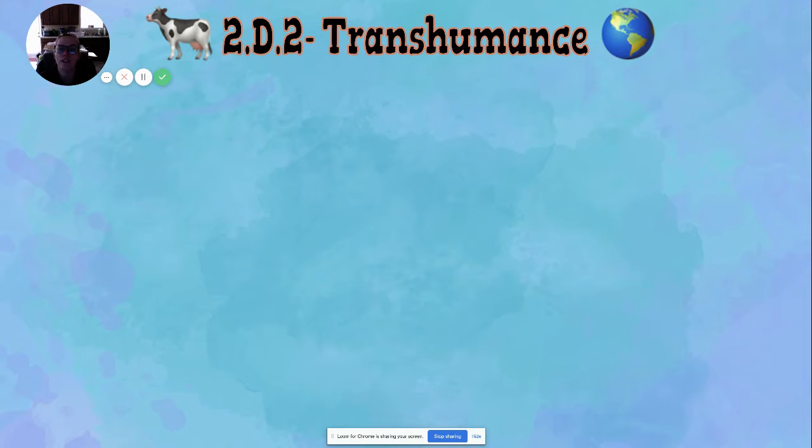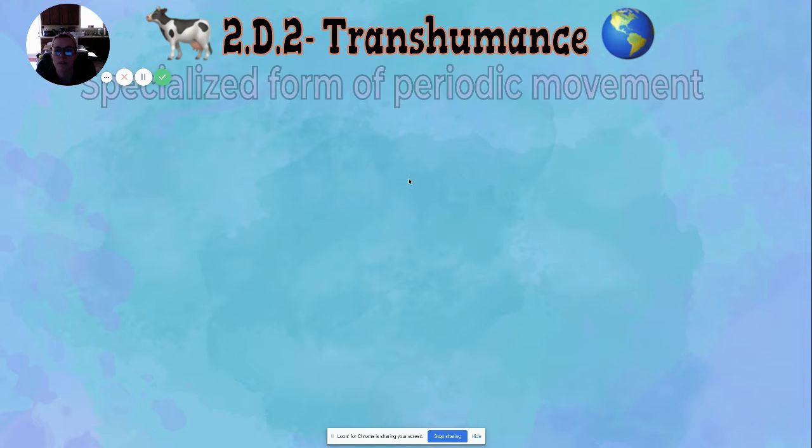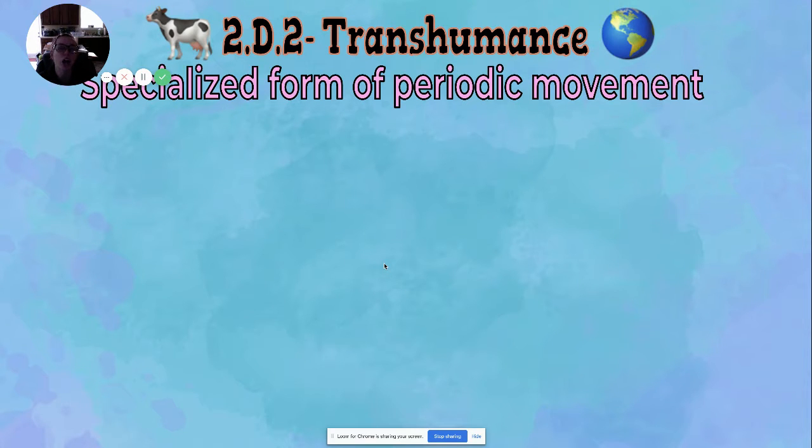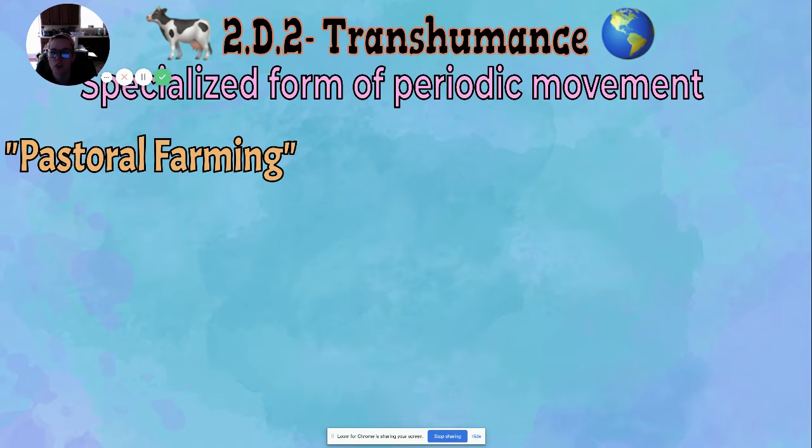Okay. All right. Transhumanists. Once again, I've got the globe up there and now I've got a cow. Okay, the reason I put the cow up there is, guys, this is periodic movement. Periodic movement is like every now and then. All right, so think about pastoral farming. Pastoral farming is pastors. So not religion, not Methodist church, Catholic church. This is pastoral as in the pasture.